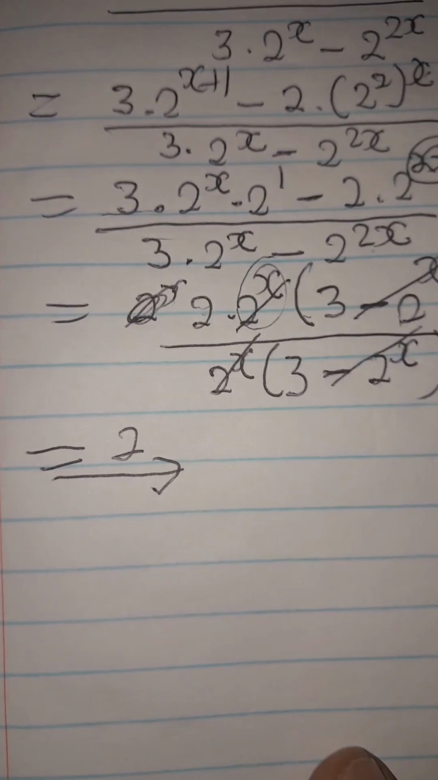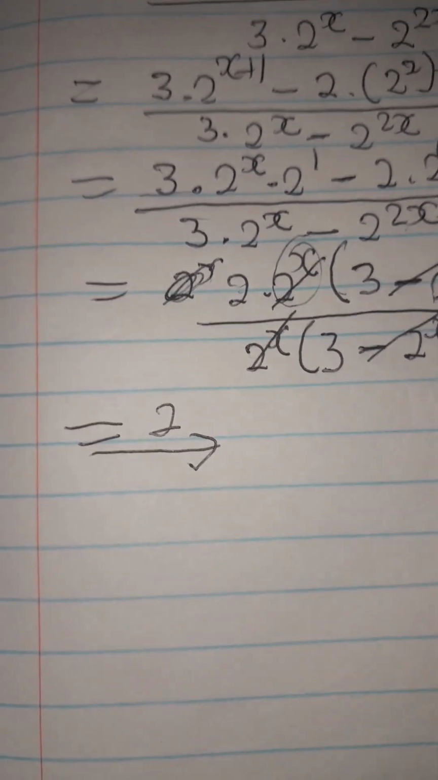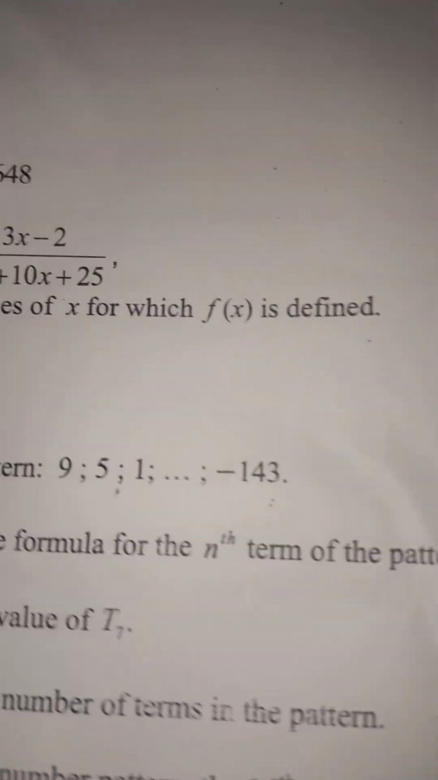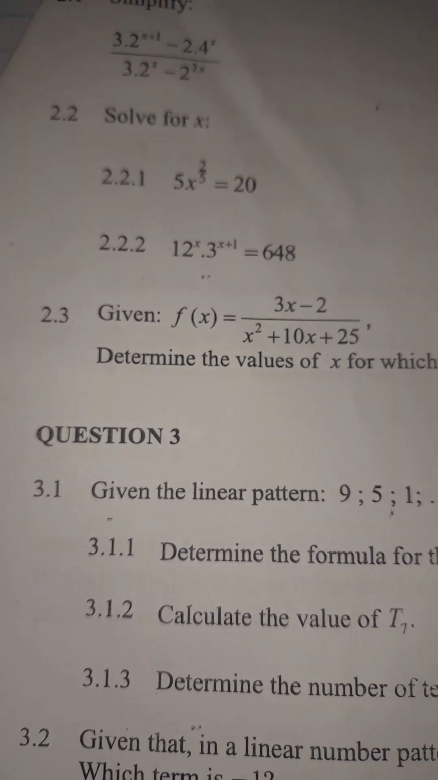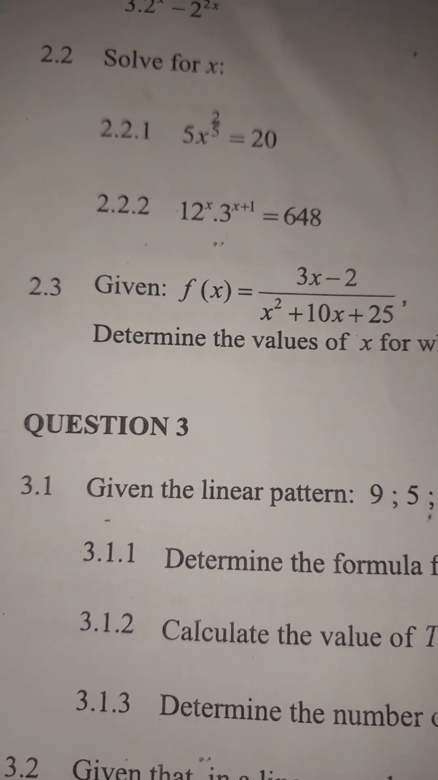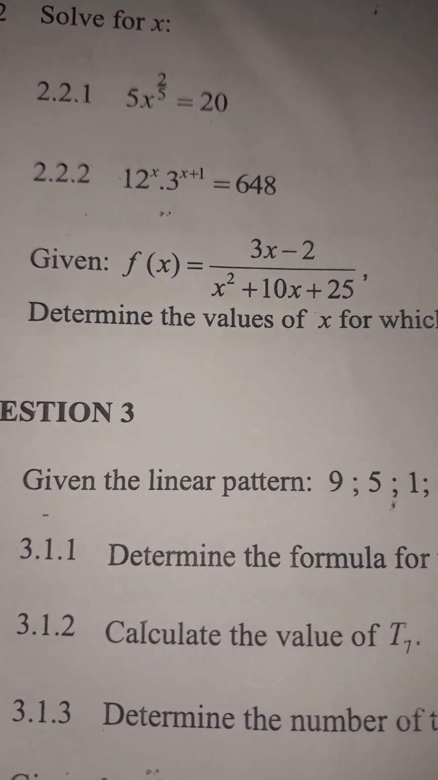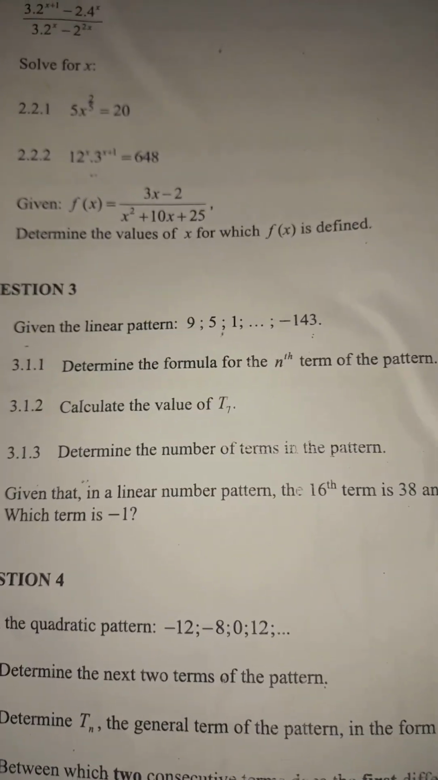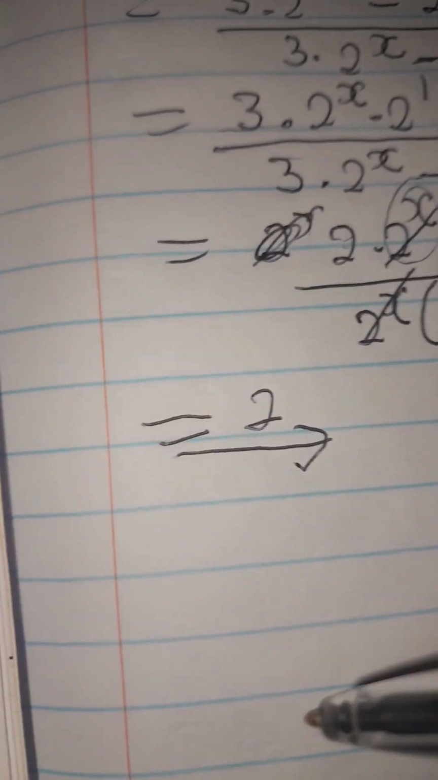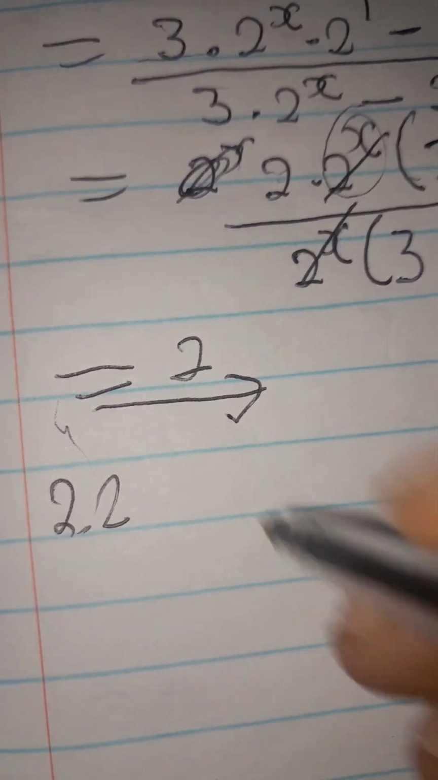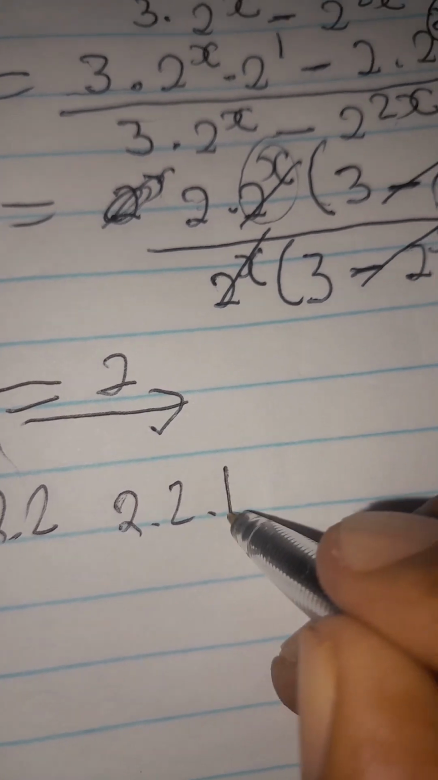So this is how you are supposed to work with such a question. Let's go to solving for x. We are given a rational exponent equation without a base. We need to solve for x. How many marks is that? That's 3 marks, not 4. Let's put this into practice. We are at 2.2, 2.2.1.